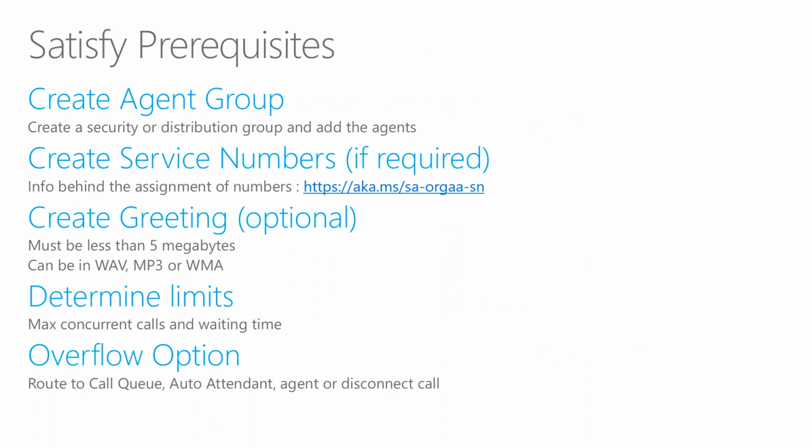So how do we meet these prerequisites that we have? First you should create an agent group, and you can create a security distribution group and add those agents. Then if you want to use a service number, you should create that before creating the call queue. You can create your greeting, so you can upload it when creating the group, set your limits such as concurrent calls and waiting time, and decide on what your overflow options will be.